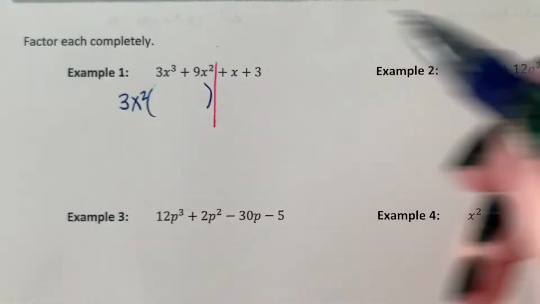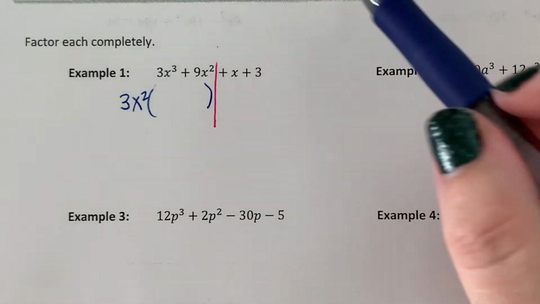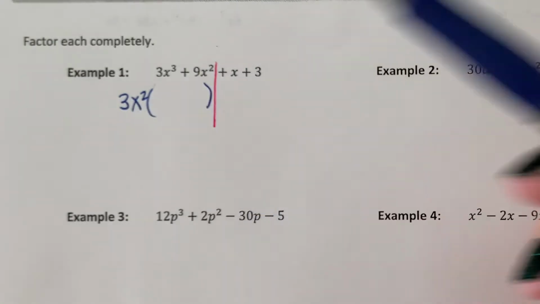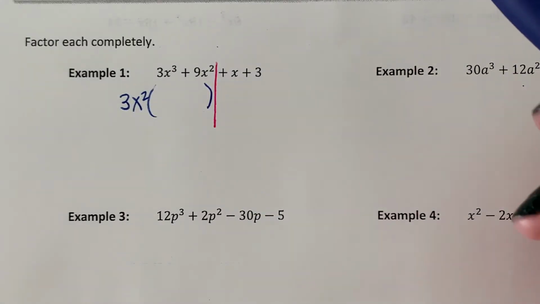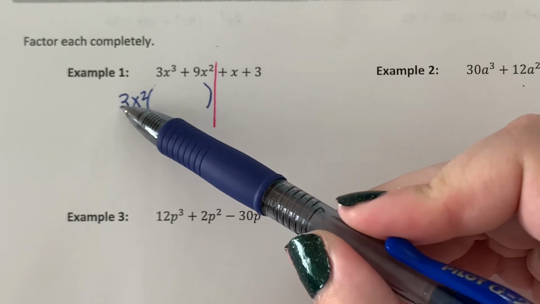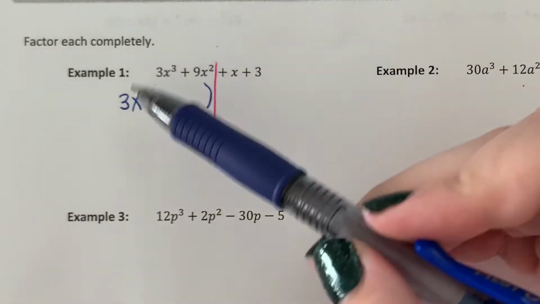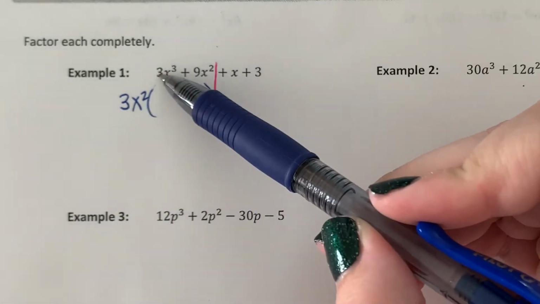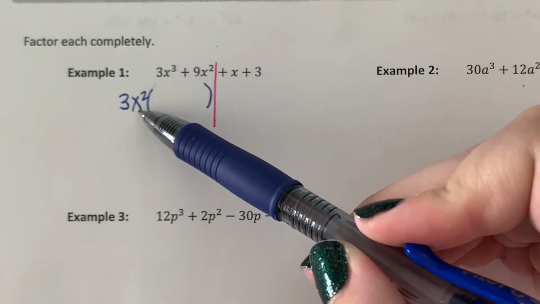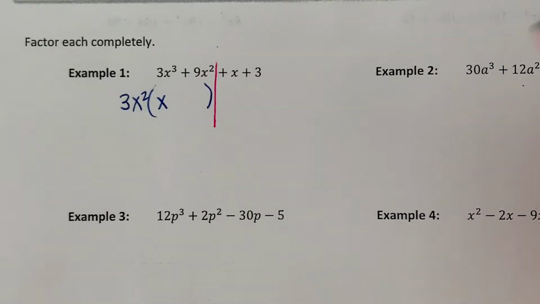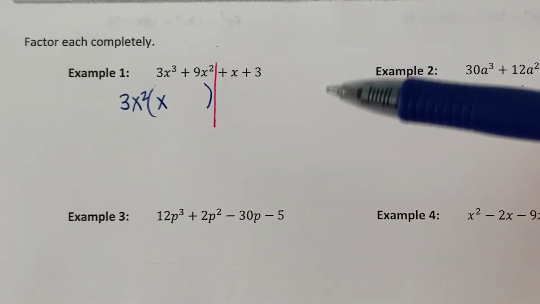So there would be my GCF. And once I've pulled out the GCF, keep in mind, this is like backwards distribution, where I need to say 3x squared times what gives me 3x cubed. Well, we've already taken care of the 3. The only thing we need to add in here, x squared times what gives me x cubed? That would be x. X squared times x gives me x cubed.